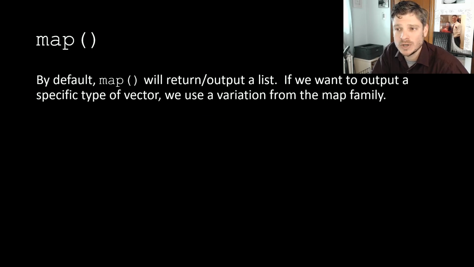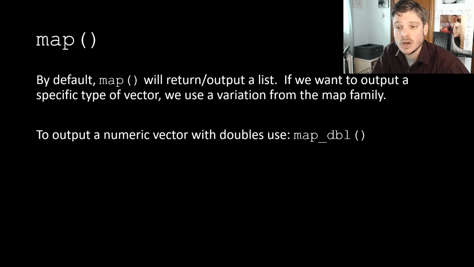However, we don't always want to output a list. One of the nice parts about R is that we have vectors, and we can do vectorized operations on our vectors. In fact, the map function is a vectorized type of function. It's applying the same function to everything in our vector or our list. Map is just the base function, and there is a whole family of map functions. If I want to output a numerical vector using doubles, we do map underscore dbl.